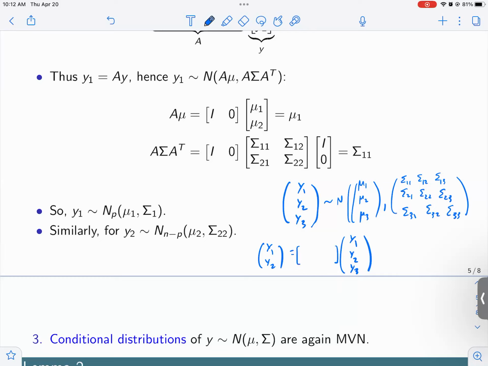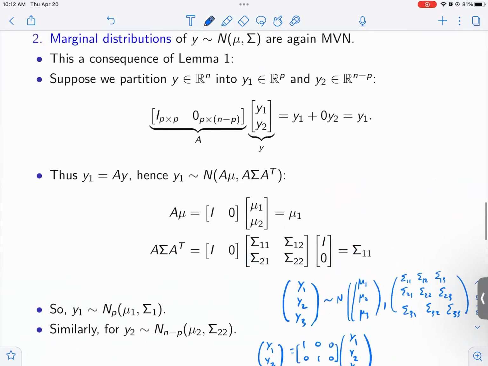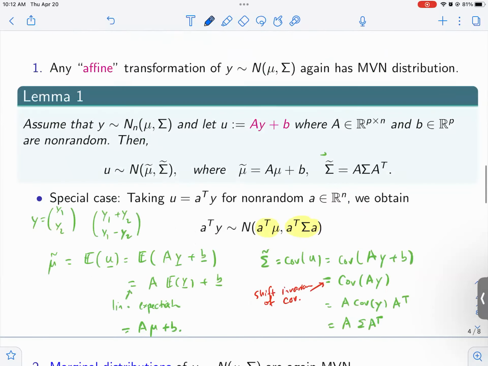1, 0, 0, 0, 1, 0. Okay, this would work. Okay, so this is a linear transform. So marginals you can write as linear transformation. So this is a special case. 2 is a special case of 1.